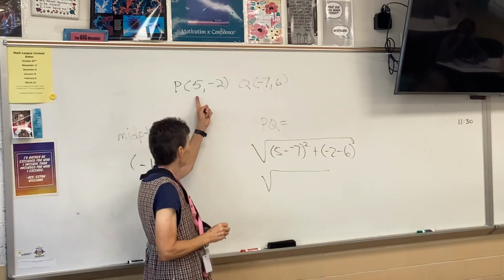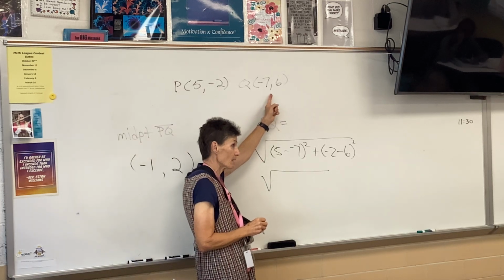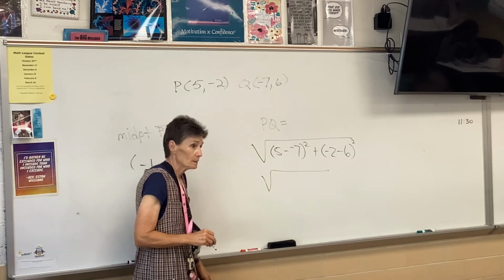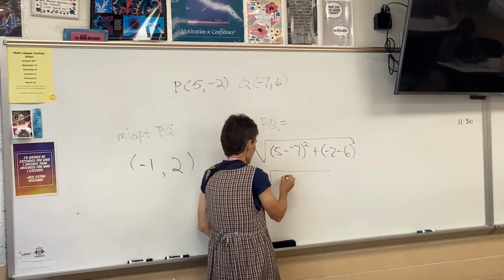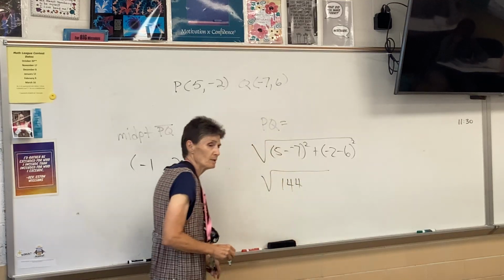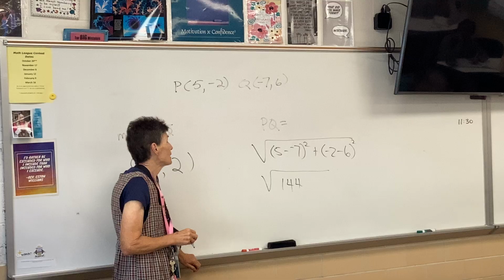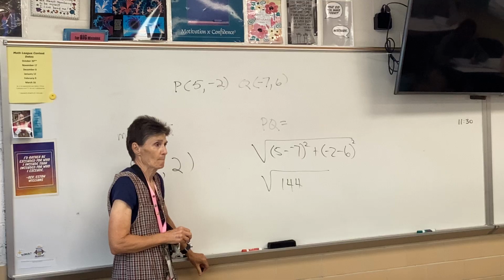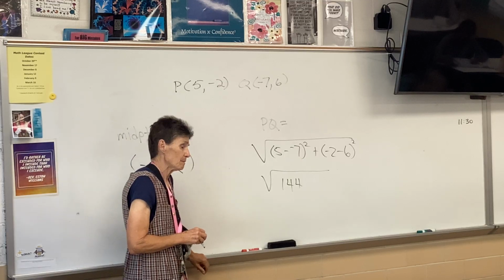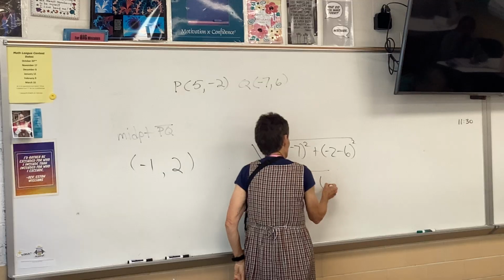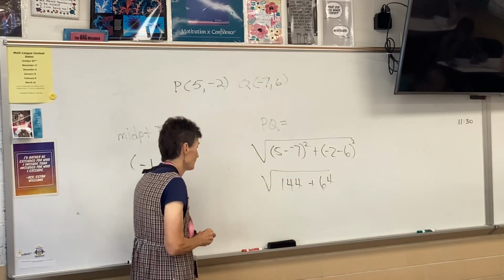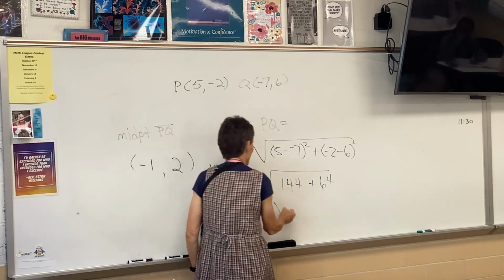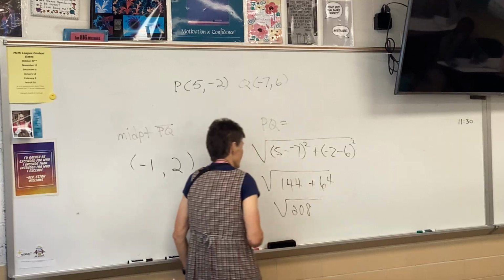So what's 5 minus negative 7? 12. And 12 squared, you ought to know that one. But if you don't know it, you can type it on your calculator, right? 12 times 12. What is negative 2 minus 6? Negative 8, but I'm squaring it, so it's 64. So now I'm going to add those together. You get 208.